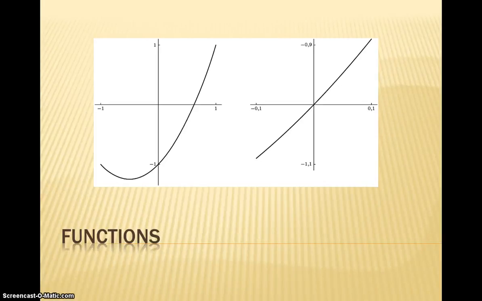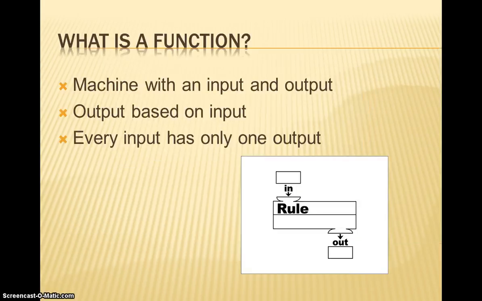Today, class, we're going to go over Chapter 4, Section 3, which is functions in your book. What is a function? Basically, a function is a machine in which you put in an input and get out an output. The output is based upon the input and the rule in which the machine applies.